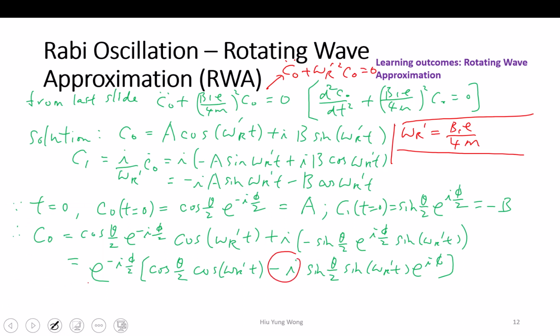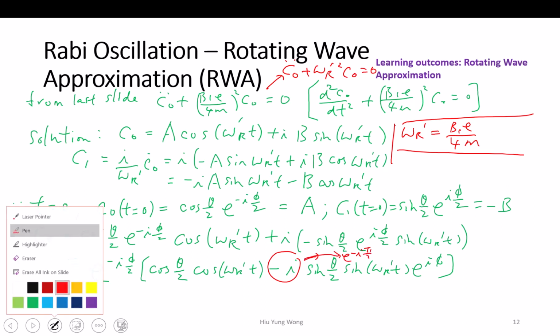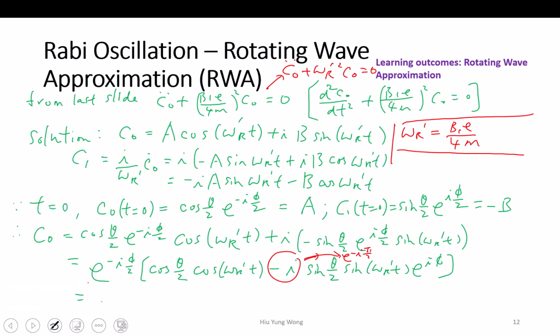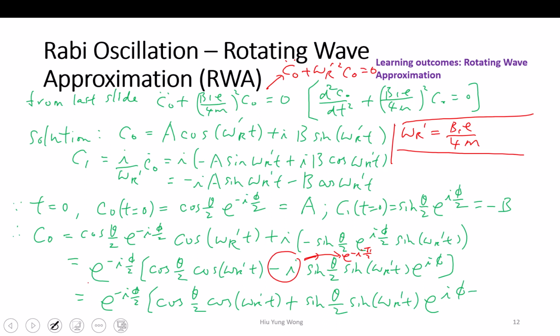Okay, but I want to do one more treatment. Negative I is just equal to e to the power negative I pi over 2. That is negative I, right? So with this, I can further write this as e to the power negative I phi divided by 2 cosine theta divided by 2 cosine omega R dash t, and then plus sine theta divided by 2 sine omega R dash t e to the power I phi minus pi over 2. Is it minus pi over 2?